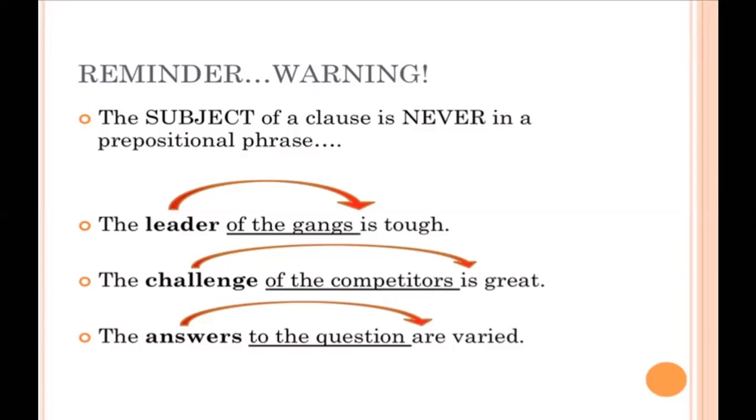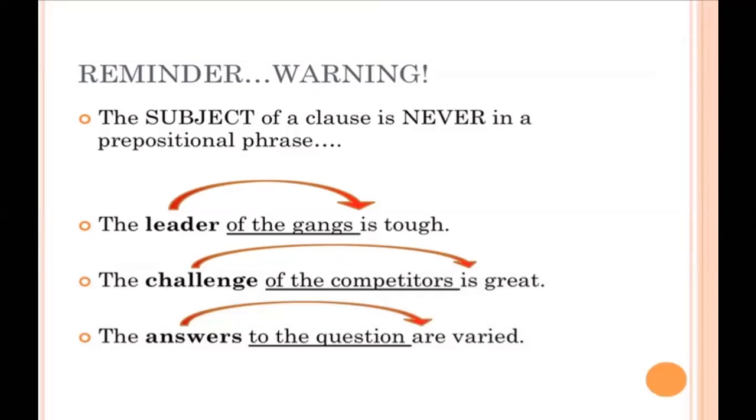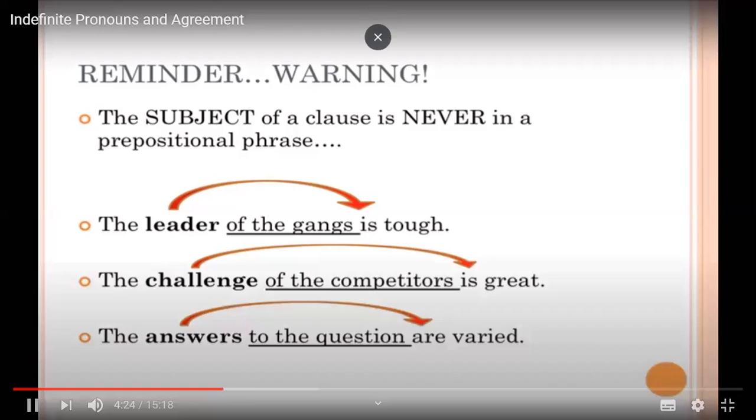Now, it says of the gangs right next to the verb. So isn't it supposed to be the leader of the gangs are tough? No. Double check. The subject of the sentence cannot be in that prepositional phrase, which is underlined. Therefore, the subject is leader. The subject is singular. Therefore, the verb has to be singular also, and in this case, is.